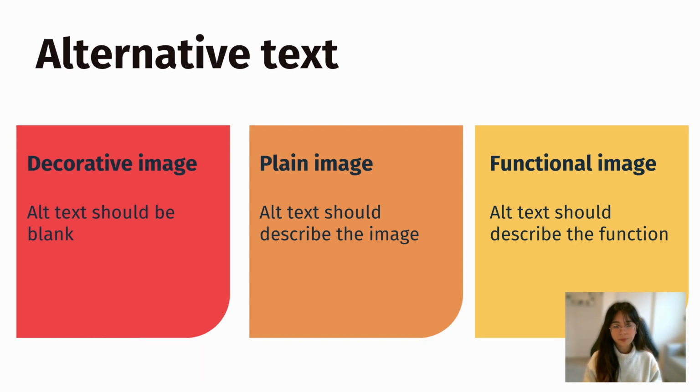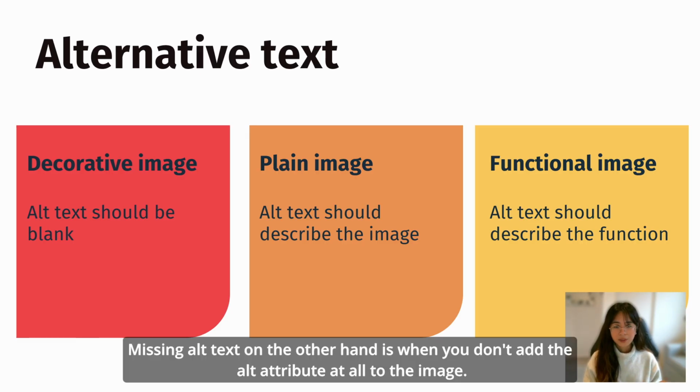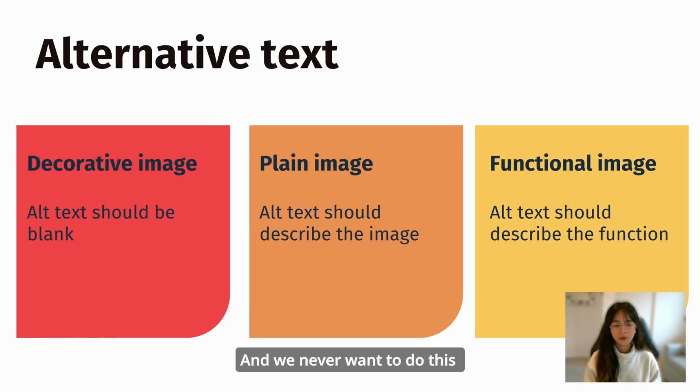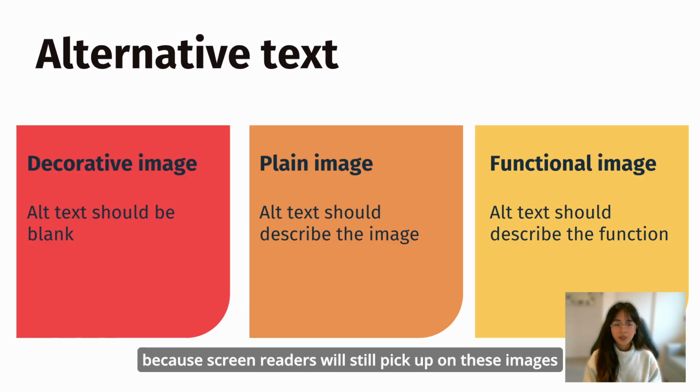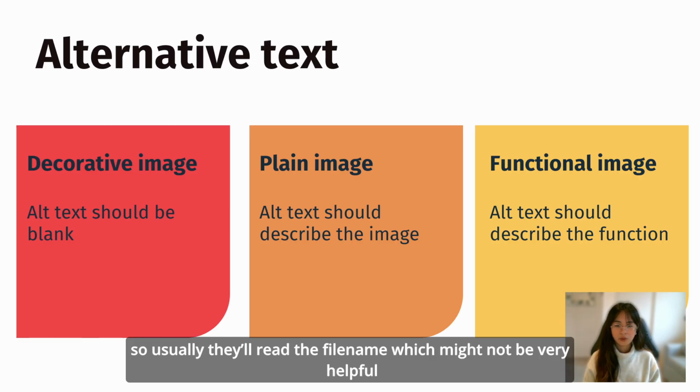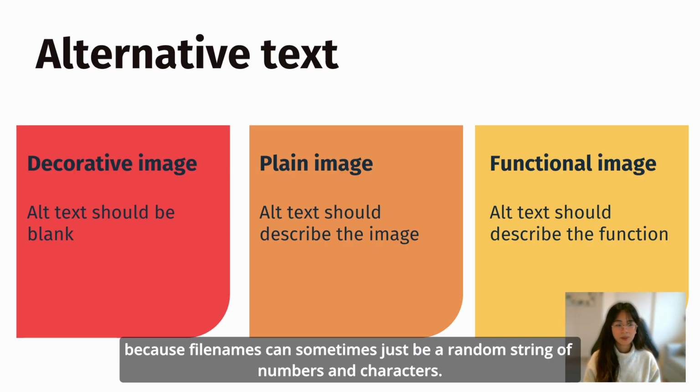So this just tells the screen reader, hey, this image is decorative, we'll skip over it because it's not important. Missing alt text, on the other hand, is when you don't add the alt attribute at all to the image. And we never want to do this because screen readers will still pick up on these images, but they won't be given an appropriate text substitute. So usually they'll read the file name, which might not be very helpful because file names can sometimes just be a random string of numbers and characters.